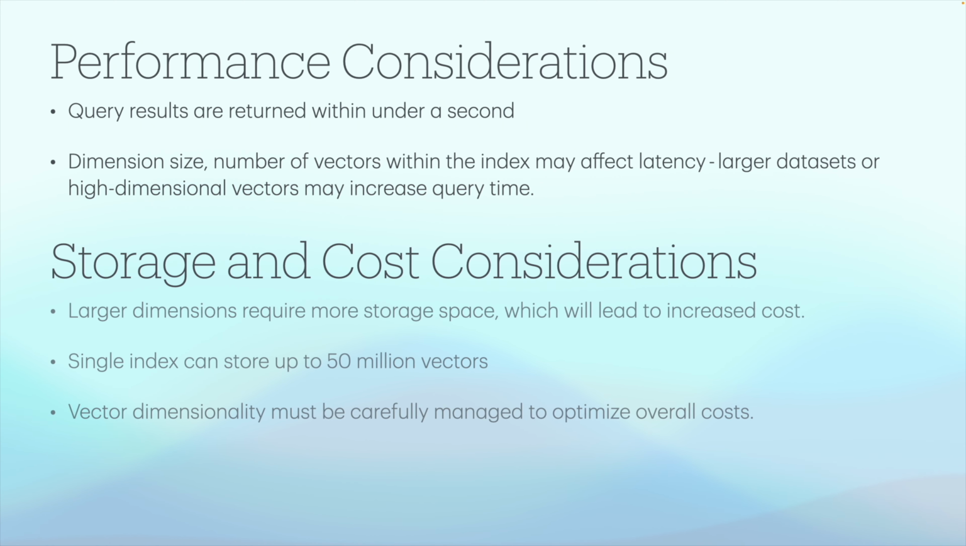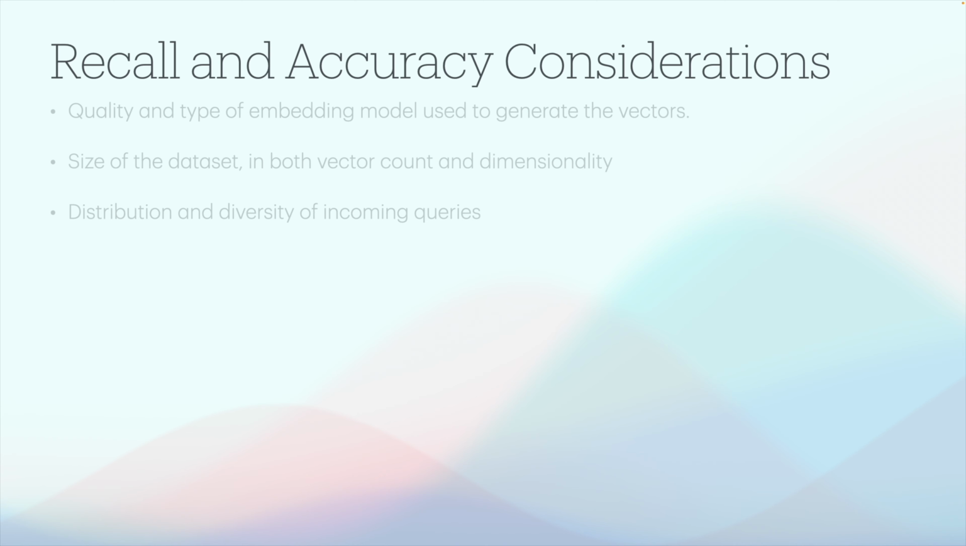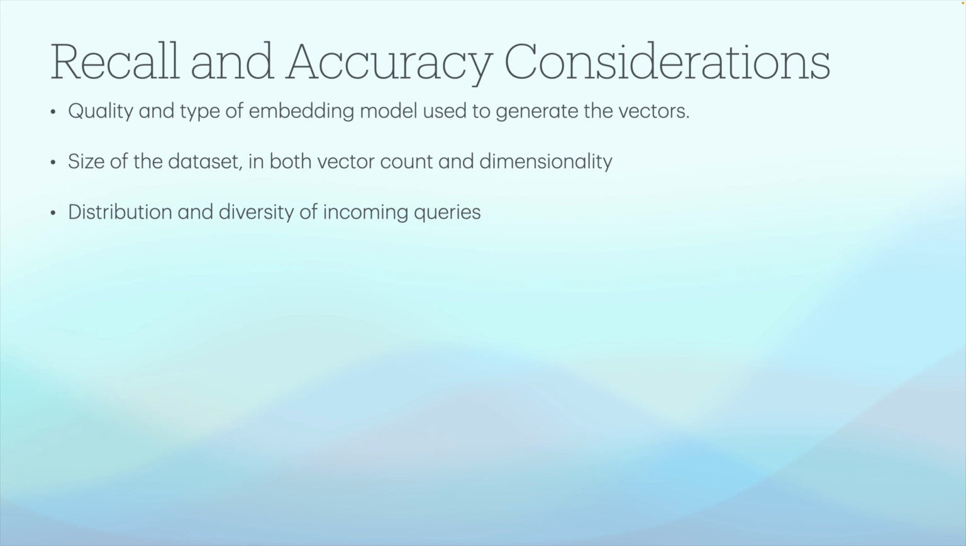The next is storage and cost considerations. Higher dimensional vectors don't just affect performance, they also take up more storage, which means higher cost. And the good news is an index can scale up to 50 million vectors, and that's huge. But you will want to keep an eye on dimensionality to make sure you are not overspending. Next is recall and accuracy considerations. So accuracy depends a lot on the embedding model you choose, the size of your data set, and the diversity of your incoming queries. Generally, the better the embeddings and the more representative your data set is, the better your recall will be. So choosing the right model for your domain is key.